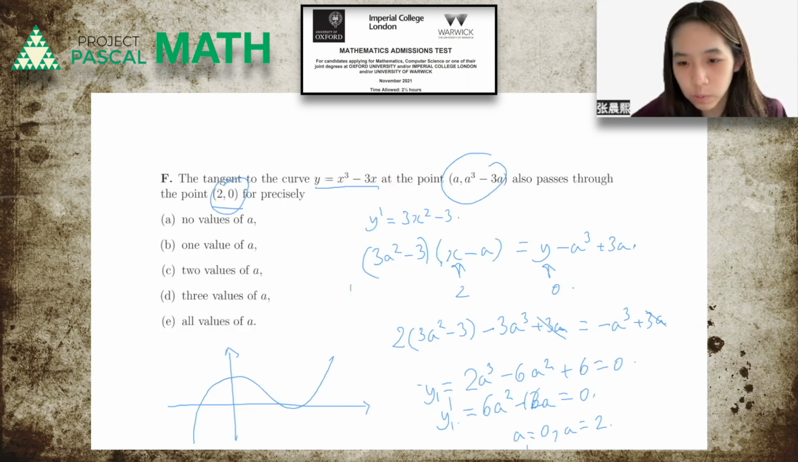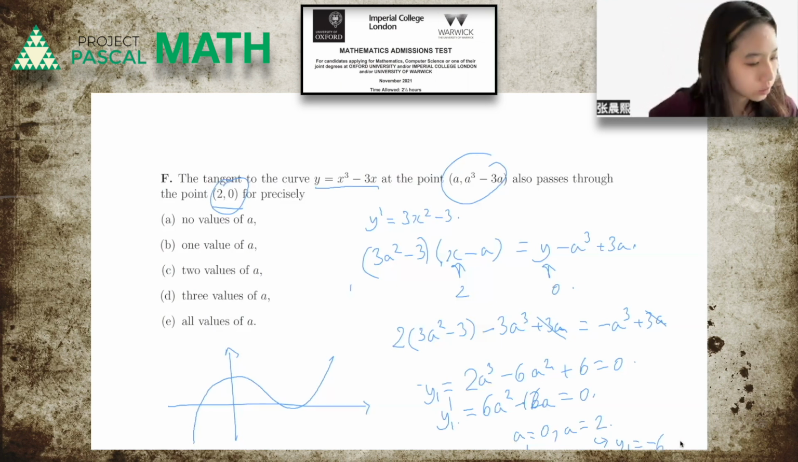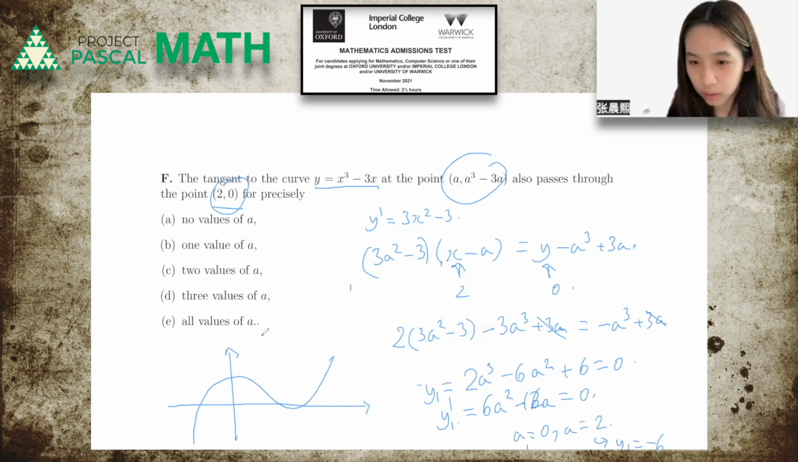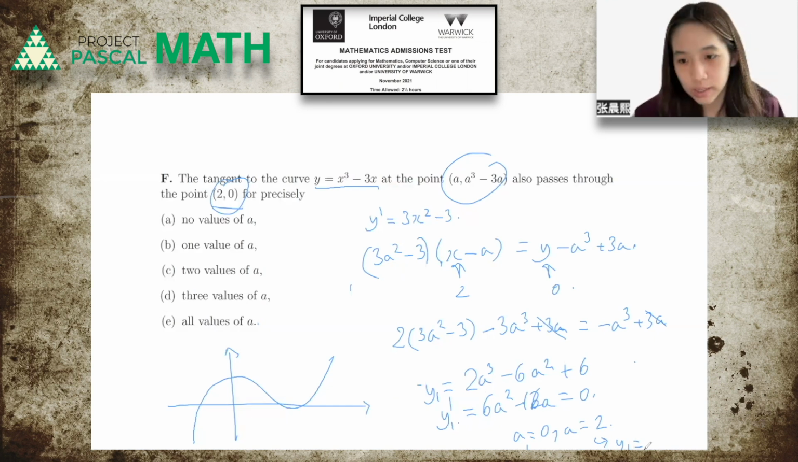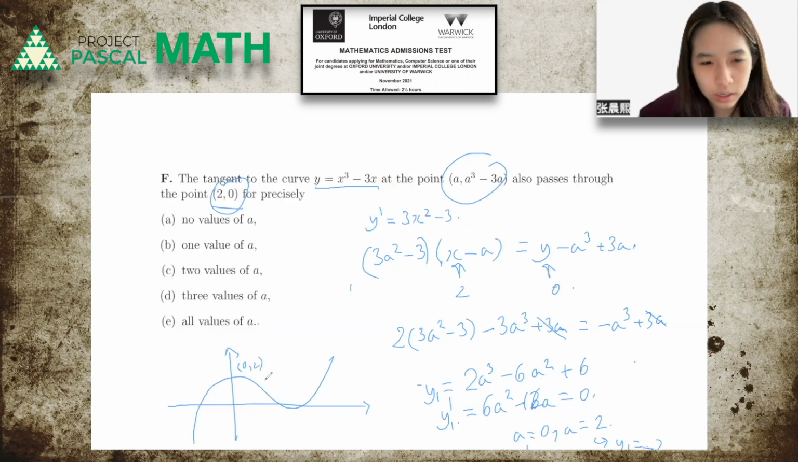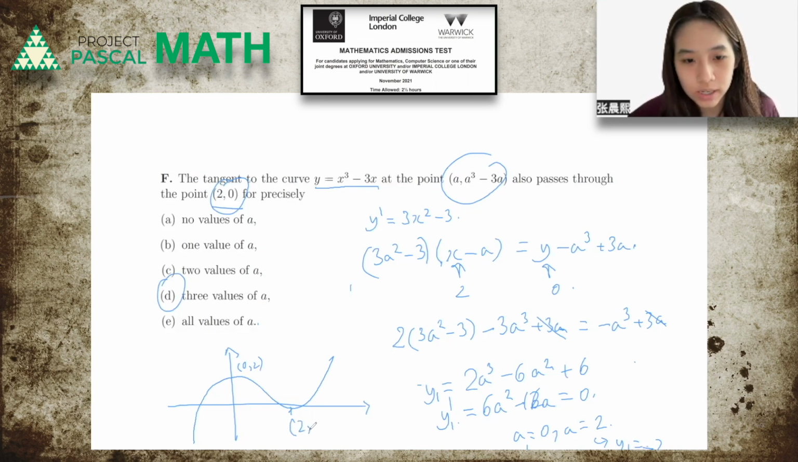So when a equals 0, this gives y equals 6, and this gives 16 minus 24 plus 6, which is minus 2. So 6 and minus 2, and hence you can tell from the graph that it's gonna turn somewhere here, and then it crosses the origin again. And then when it's very negative, it goes very negative. So there's three values of a which satisfy this condition.